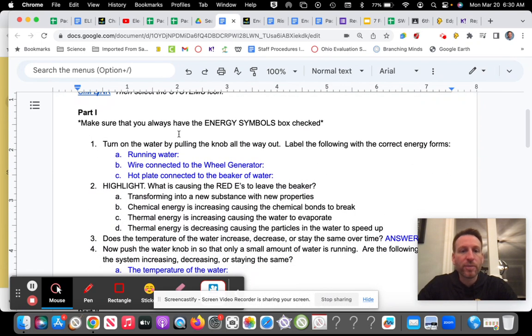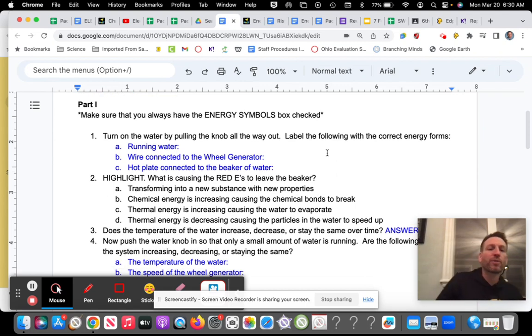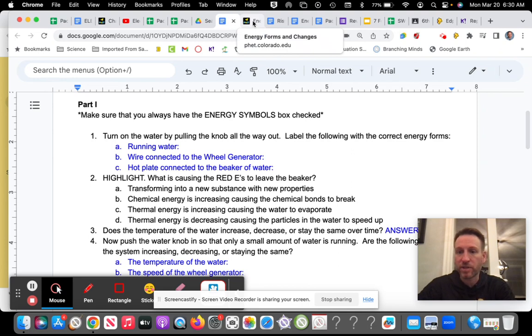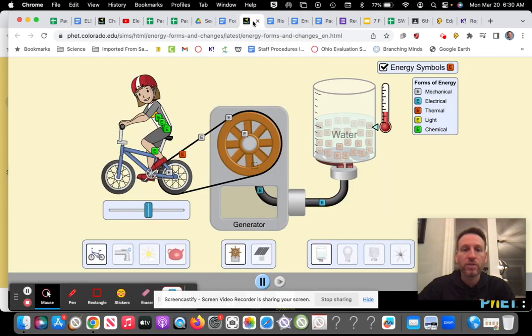All right. It reminds you to make sure you always have that energy symbols box checked. And it says for number 1, turn on the water by pulling the knob all the way out. Label the following with the correct energy forms. So we don't have the right system set up, so let's do that first. So watch me first and then do it on your screen.